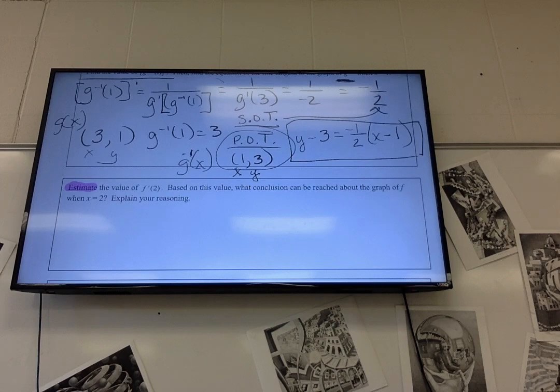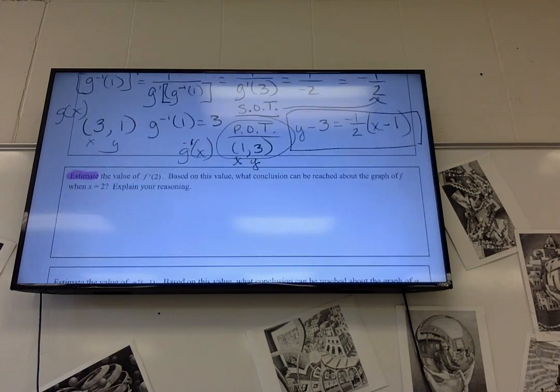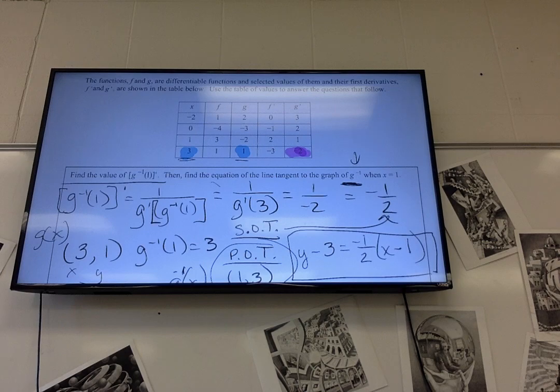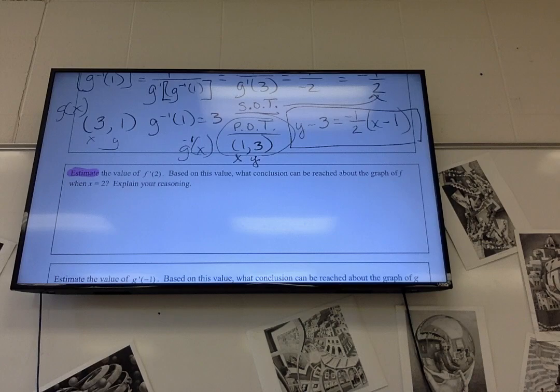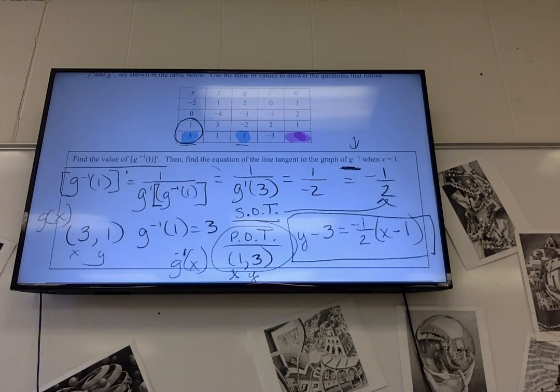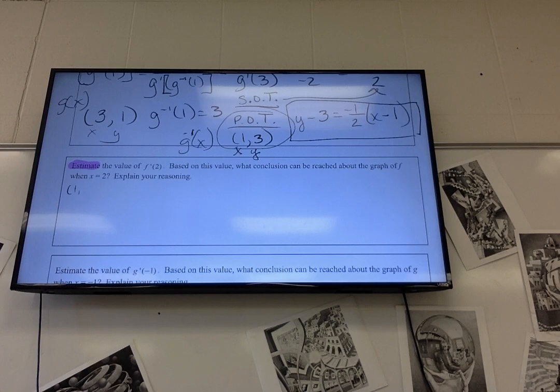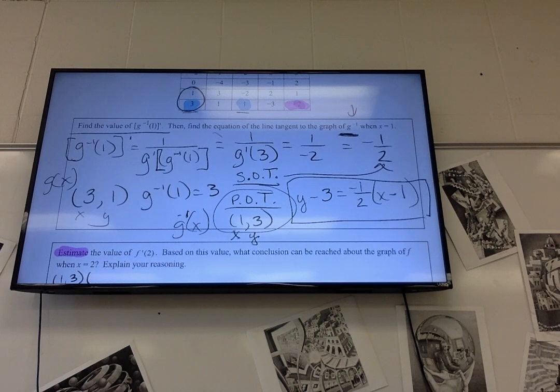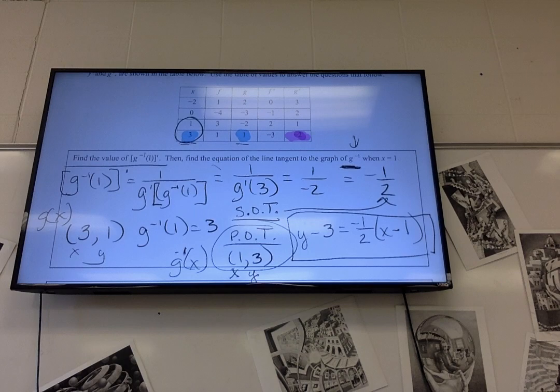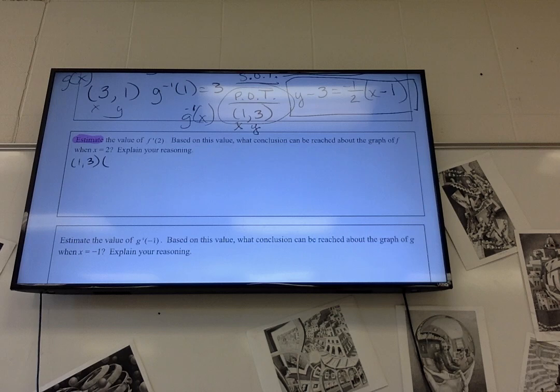So to do f prime of 2, I would go for the numbers around the 2, using this 1 and the 3. That's why it's an estimation. And it's f, so the points are (1, 3). No, it's for f, not g. Yes, (3, 1), and 2 is in between 1 and 3, so we're estimating. That's why it's a guesstimate.